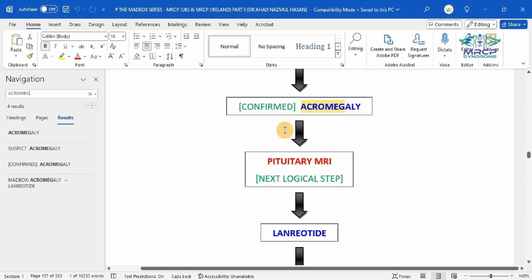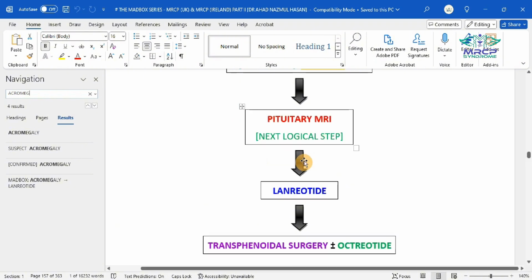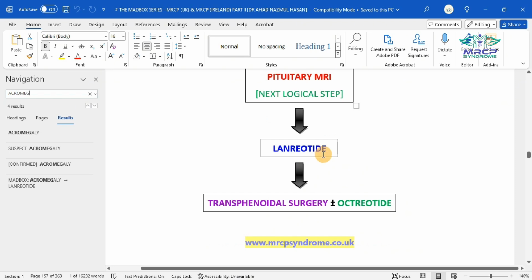After confirmation, the next step is the pituitary MRI. Pituitary MRI would be the next logical step to decide on treatment. Lanreotide is the first-line choice of treatment. Transsphenoidal surgery is the definitive choice of treatment. In past medicine, transsphenoidal surgery was given as the initial treatment of choice, but the more appropriate initial intervention is lanreotide. Specific or definitive management would be transsphenoidal surgery, and octreotide is the adjunctive treatment.